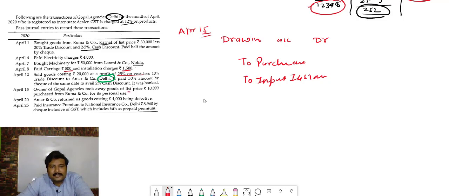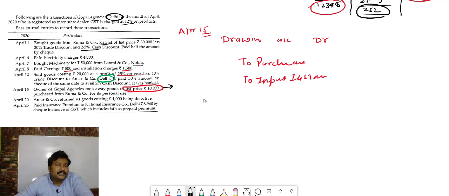10,000. Here there is a trick. The list price is 10,000. Remember this trick: whenever goods are given at list price, and goods are purchased and sold at discount, then at the time of goods going out other than sales, discount will be adjusted, like purchase return, sales return, drawing, charity, advertisement, all of that, if list price is given.